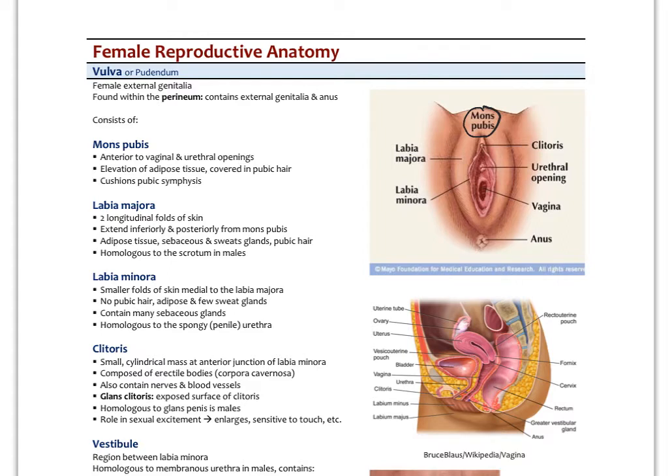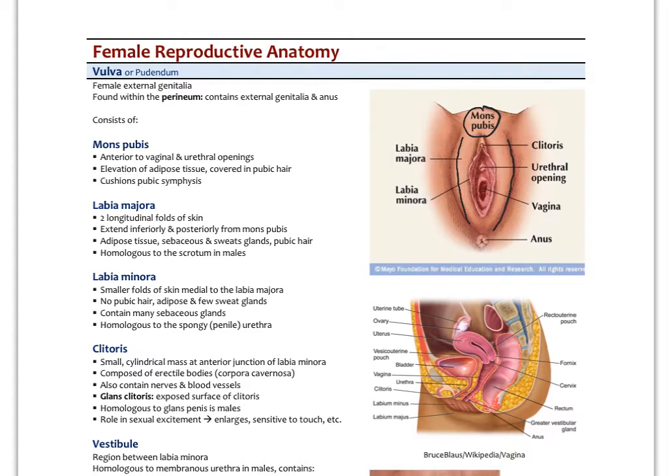The labia majora, this is the region on the edges of the vulva. This is homologous to the scrotum in males. These are two longitudinal folds of skin. They extend inferiorly and posteriorly from the mons pubis. They're composed of adipose tissue, sebaceous and sweat glands, and pubic hair.